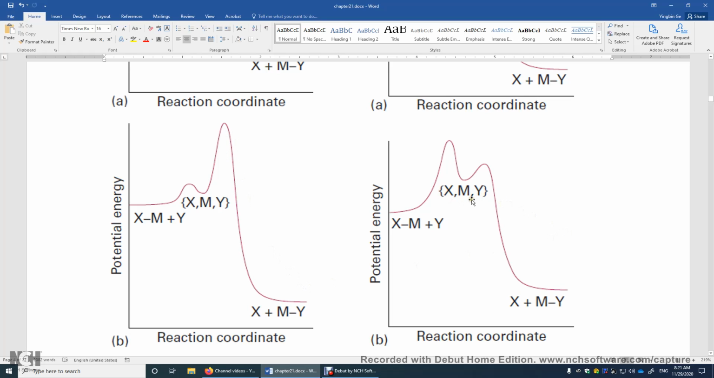Okay, now same dissociative mechanism. But in this case, the first step has the larger energy barrier and is slower. And also in this step, you can see it involves the bond breaking between X and M. So it's dissociatively activated. All right. So again, both are dissociative mechanism. Over here, this is associatively activated. This one's dissociatively activated.